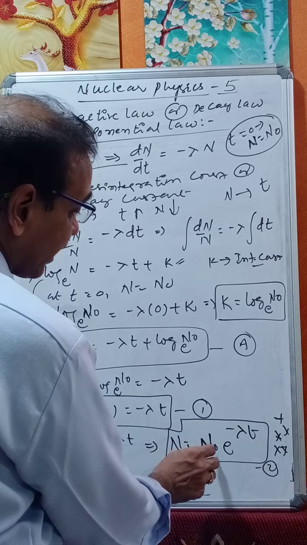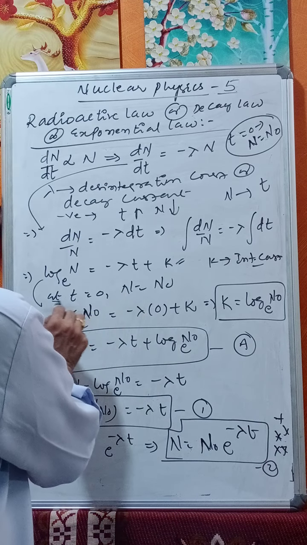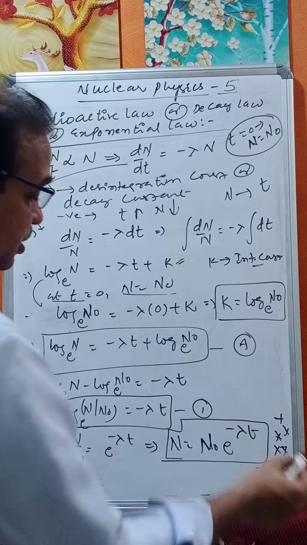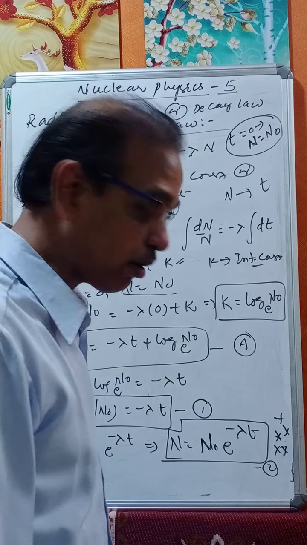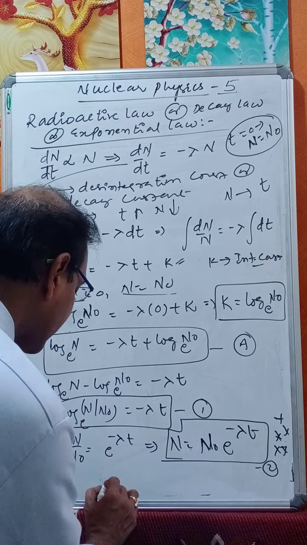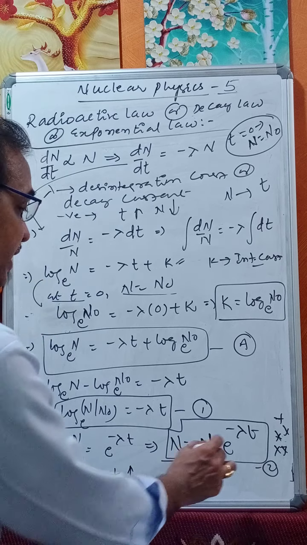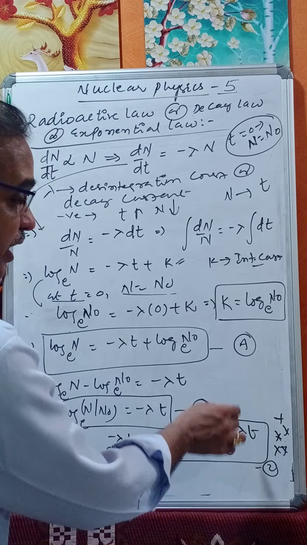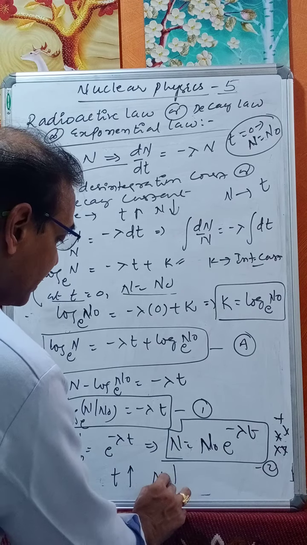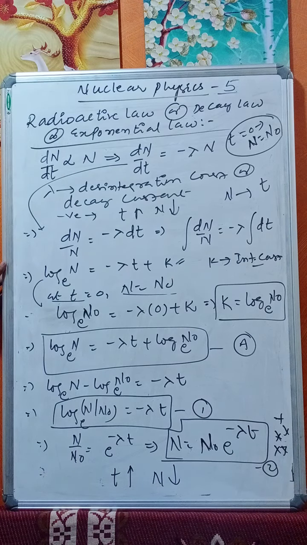Then what happens? N is equal to n naught. We have taken t is equal to 0, n is equal to n naught. Same thing, we got n is equal to n naught into e power minus lambda t. Now as t increases, what happens? As time t increases, e power minus is an exponentially decreasing function, so n is going to be decreasing. As t increases, n is decreasing.